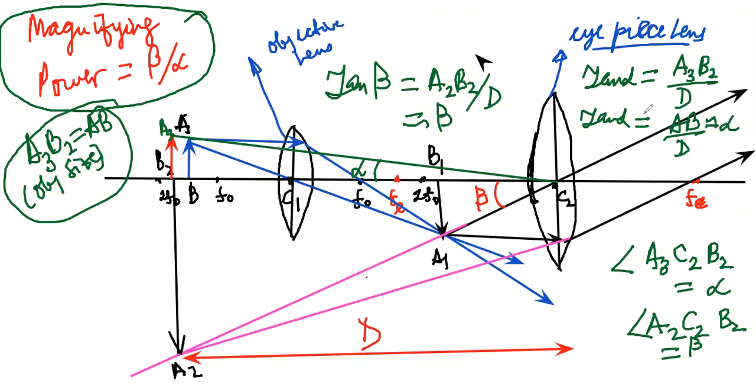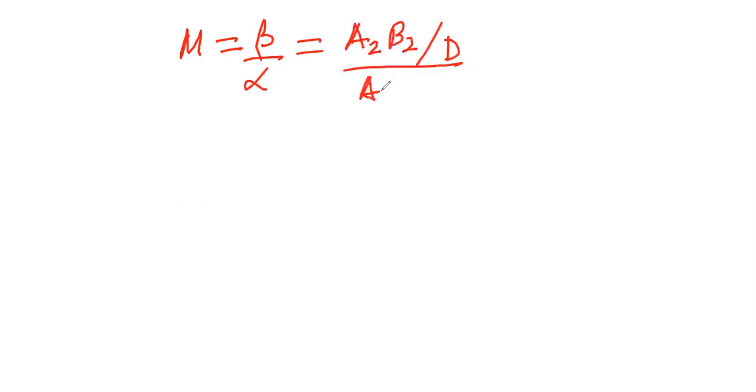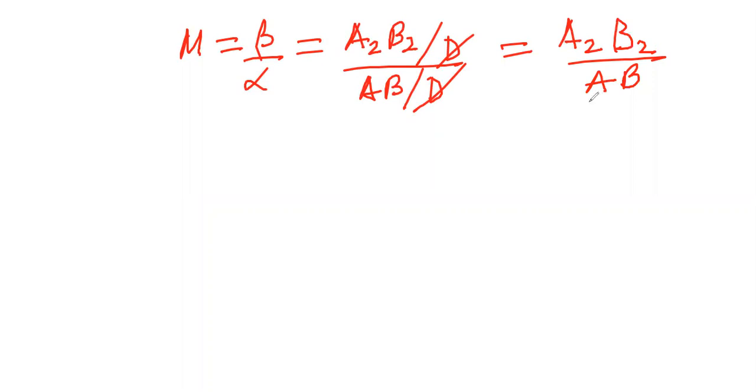So if I consider these two, what can I say? A very, very important relation we are coming into. I'll move into the next page. So I can say that magnifying power, beta upon alpha, is equal to A2 B2 divided by D, divided by AB divided by D. D and D gone. So I can write A2 B2 divided by AB. Is that clear to all of you? So magnifying power is equal to A2 B2 by AB.